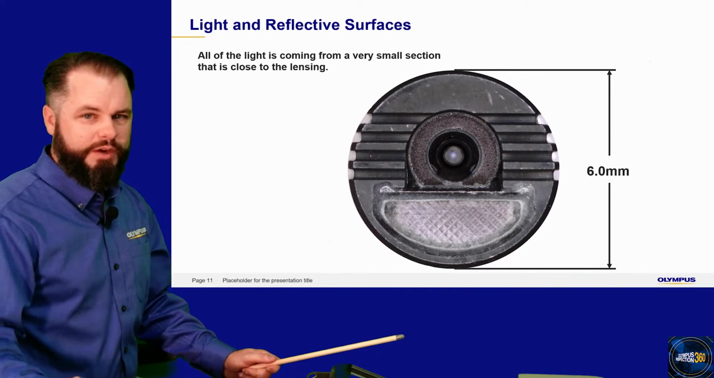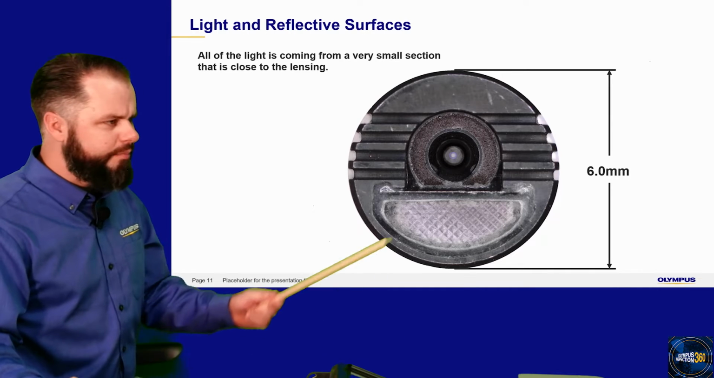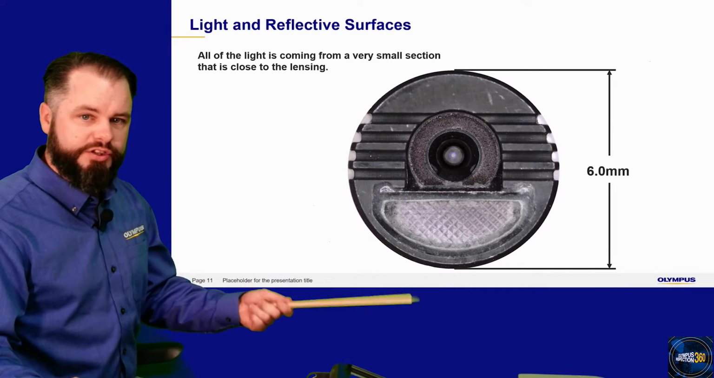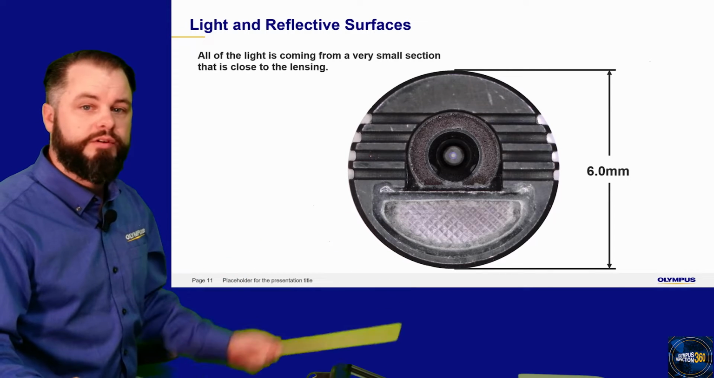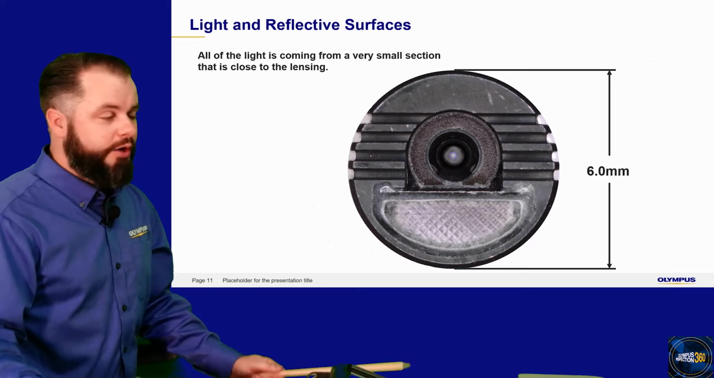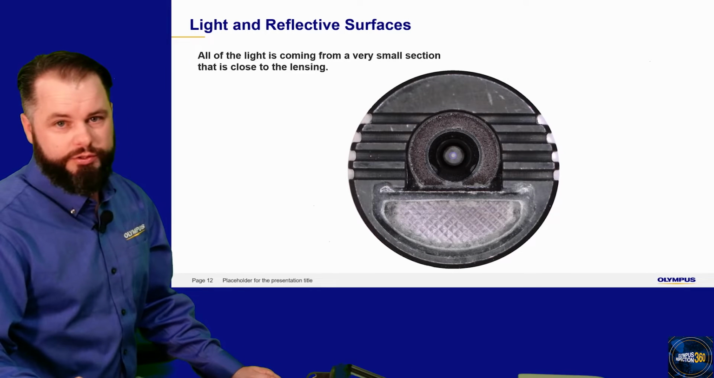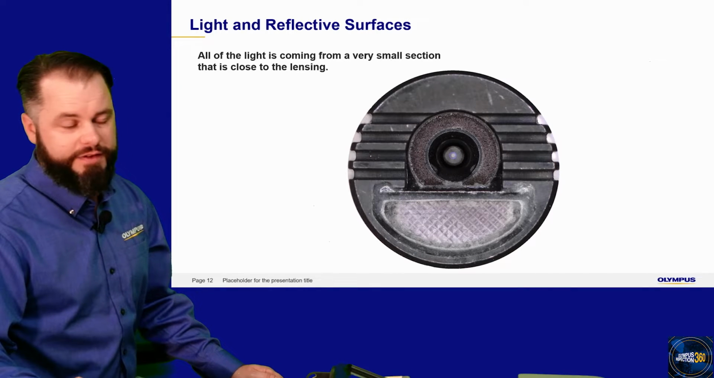So things like hot spots are of a big concern because if you don't allow that light to disperse, then part of your image will be too bright and the rest of it will be too dark. So how do we manage hot spots and what do we do to mitigate their effect?